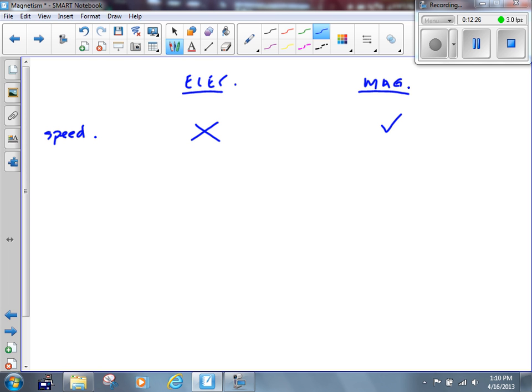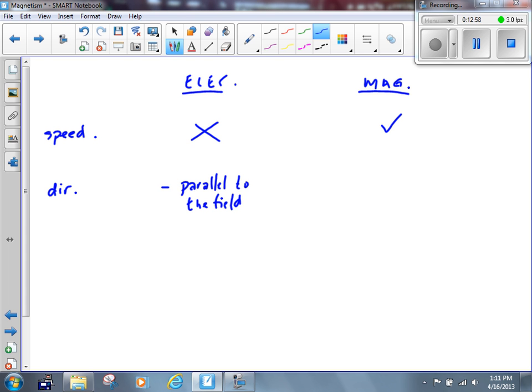What else? What about the direction of the force? The direction of the force, if you've got an electric field, is going to be parallel to the field. If it's a positive particle, it will be in the direction of the field. If it's a negative particle, it'll be opposite to the direction of the field. Either way you look at it, it's going to be parallel to the direction of the field.